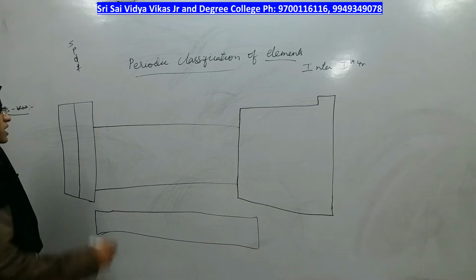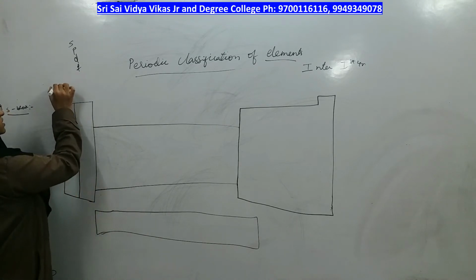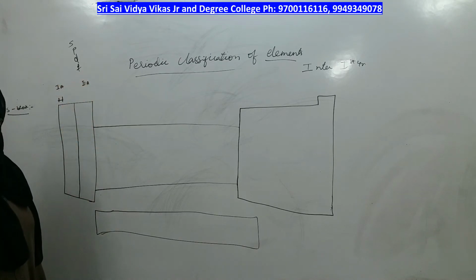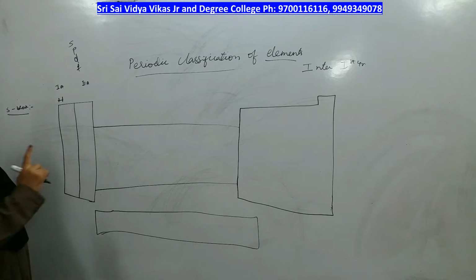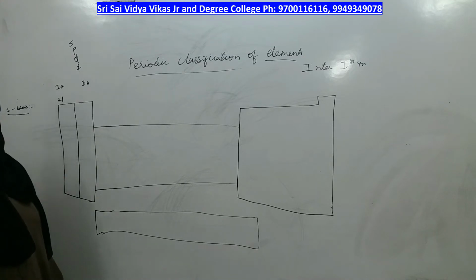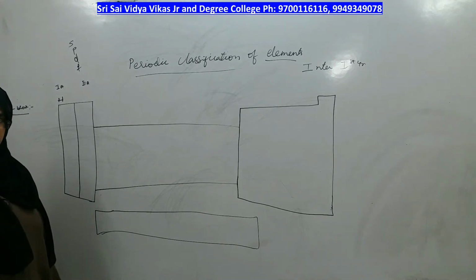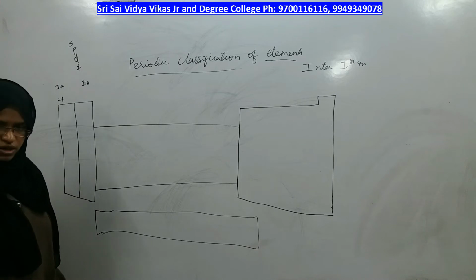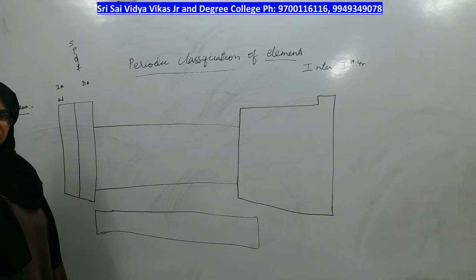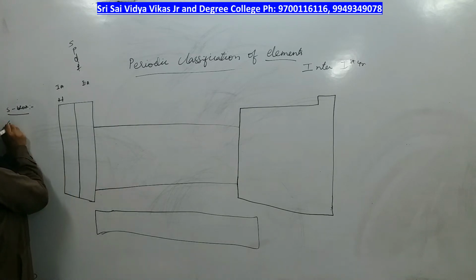In s block elements, 1A and 2A groups are called s block elements. Why are they called s block elements? That should be our first point. The elements in which the differentiating electron, or the valence electron, meaning the last electron, enters into the s subshell are called s block elements.